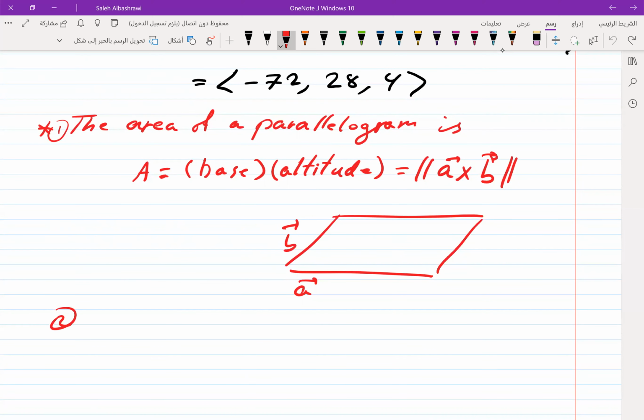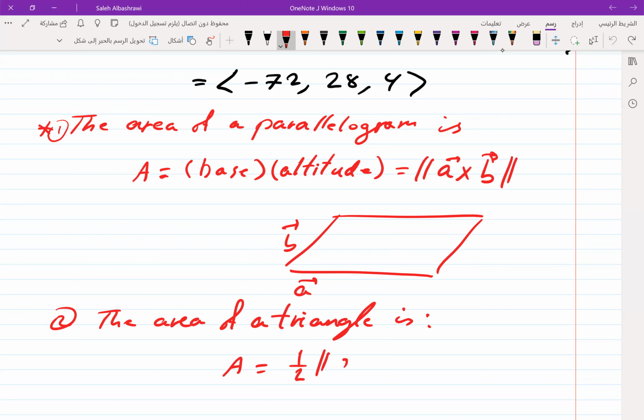Number 2, the area of a triangle is given by half of the cross product. We're speaking about one triangle. So the area of the triangle is equal to the base multiplied by the altitude, which is equal to 1/2 of the magnitude of the cross product A cross B.